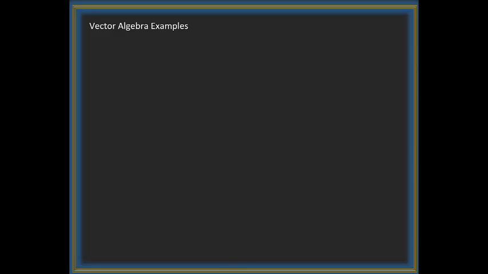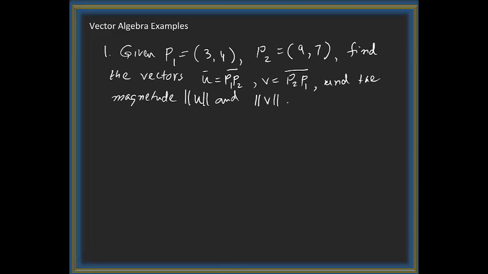In this video, we'll be taking a couple of examples on vectors and show you how to work on vectors. The first example: P1 is the point (3, 4) and P2 is the point (9, 7). We need to find the vector U, which is P1P2. P1 is the initial point and P2 is the terminal point. And V is the vector P2P1, with initial point P2 and terminal point P1.